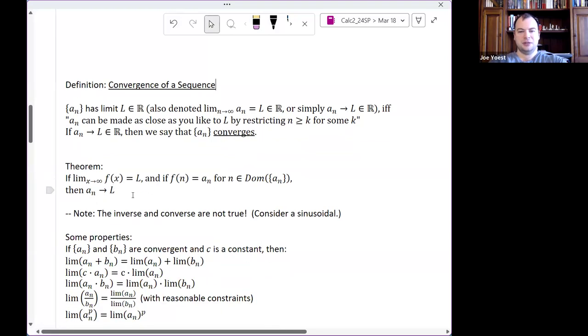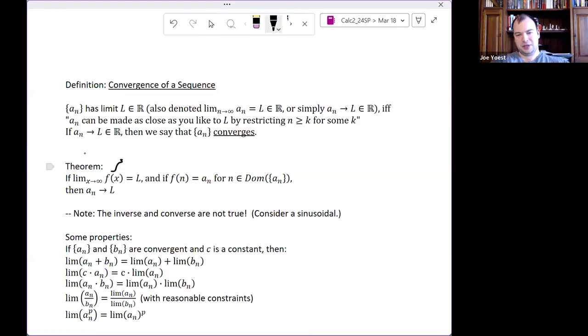Okay, so we have a really helpful theorem. We know an awful lot about limits of real-to-real functions. So here, let's say we have a function f taking a real input and giving a real output. Can I leverage all that I know about limits of real functions to help me figure out limits of sequences and convergence properties of sequences?